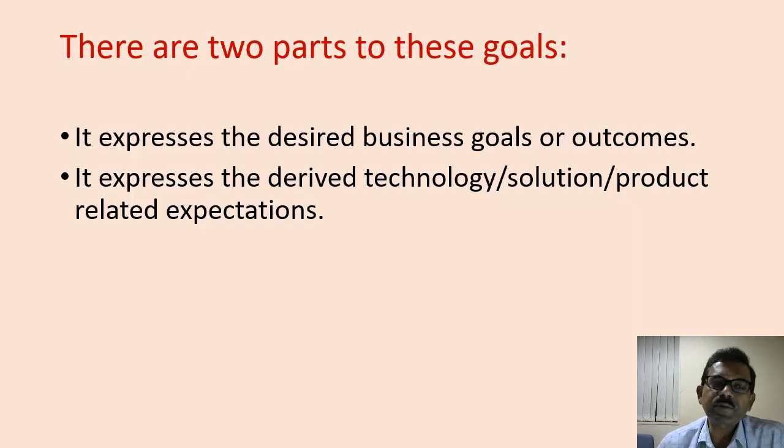So there are two types of projects. One is very much aligned with the business goals and outcomes, whereas the other is expressed through technological drives. We are enhancing our business or our activities in terms of technology, in terms of product or solution orientation. So whatever expectations we have, those are the goals we are developing. It is not only the business but also the supporting activities that we are looking at.